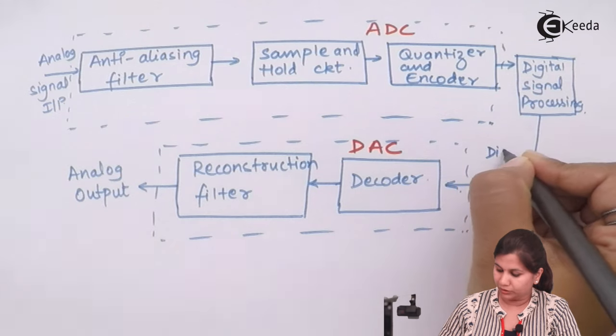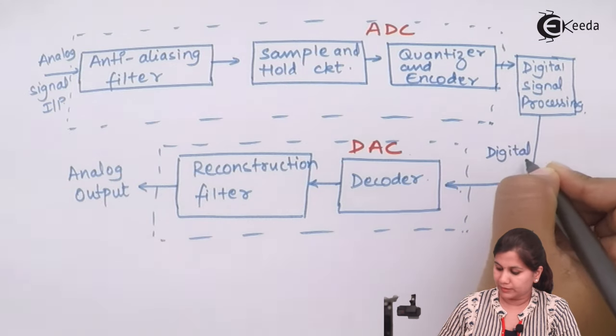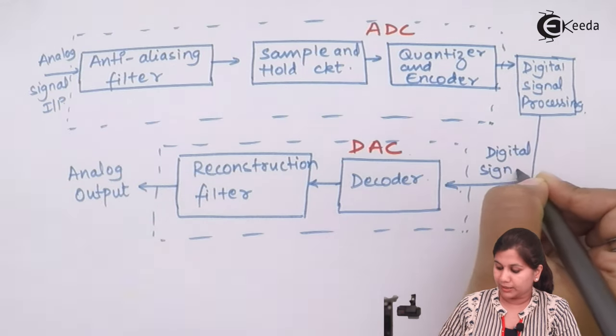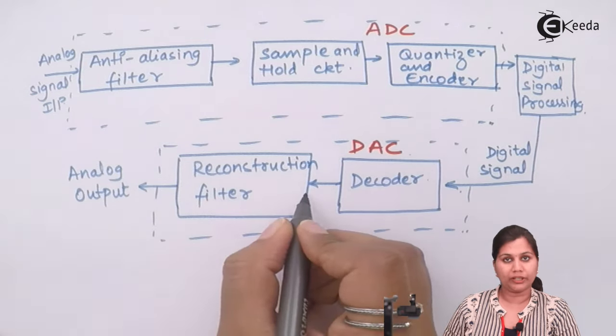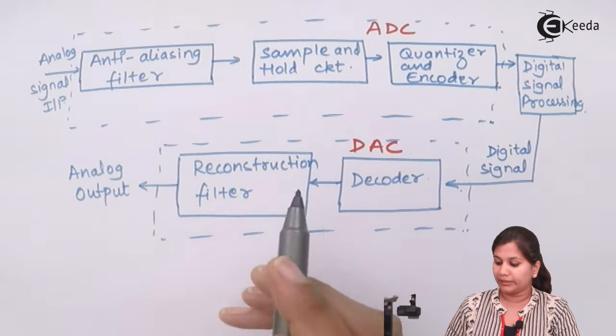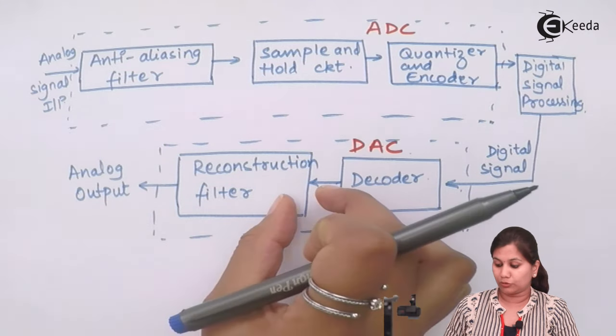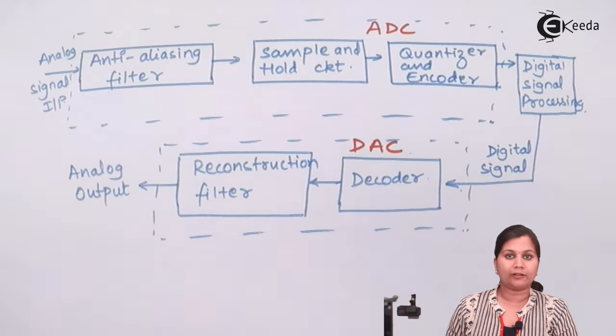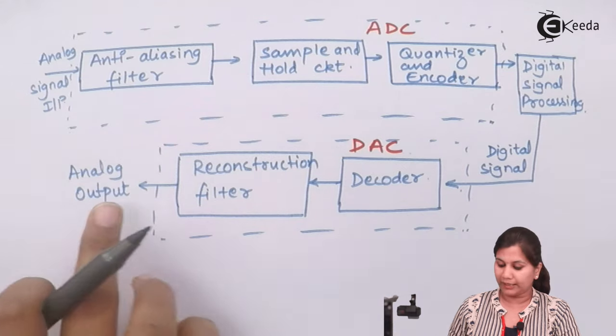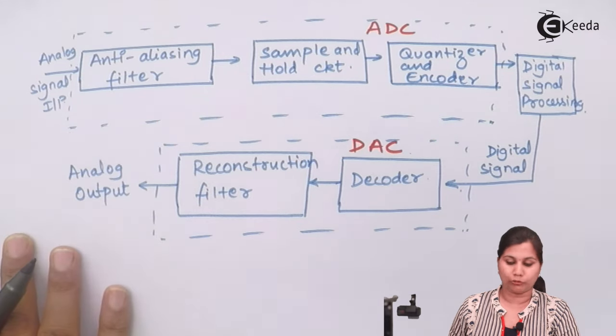From this digital signal processing unit, we get a digital signal. This digital signal is then decoded with the help of a decoder, then a reconstruction filter. With the help of that code, the analog signal is reconstructed and the output is then an analog output.